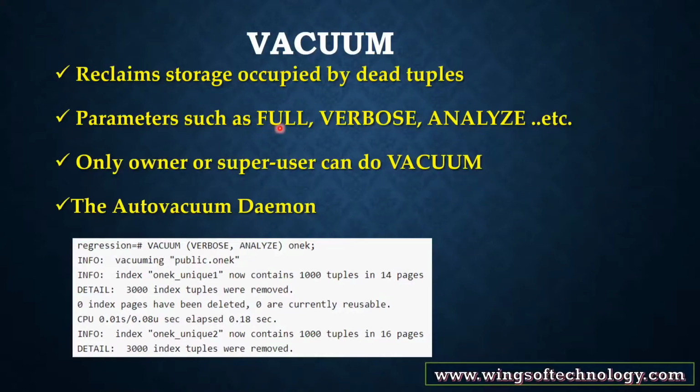As mentioned here, there are many parameters that we can give as part of the vacuum command, such as full, verbose, and analyze. Vacuum full is a different command and it runs differently, as I mentioned before. And even vacuum and vacuum full can be run only by the owner or a superuser. Okay, so if you have access to that table, that means if you created that table and you are allowed to do that vacuum, or if you are a DBA for that particular PostgreSQL database, yes, you can do the vacuum or vacuum full. And one more, the autovacuum daemon is provided by PostgreSQL itself.